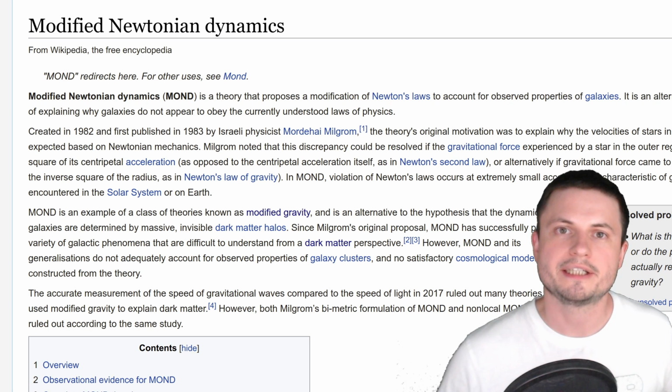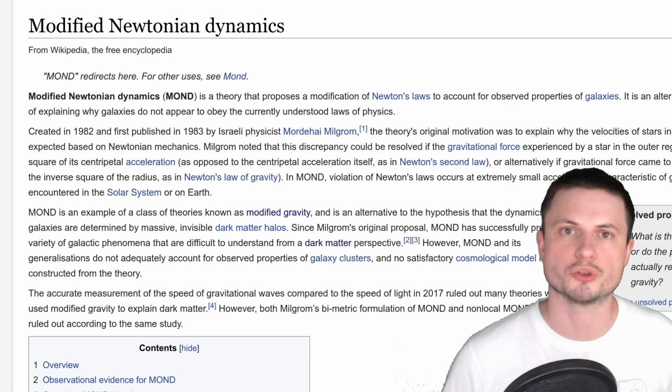There are many different ideas that have been proposed to try to explain away dark matter. For example, the most famous one is this right here. It's known as MOND, or Modified Newtonian Dynamics.